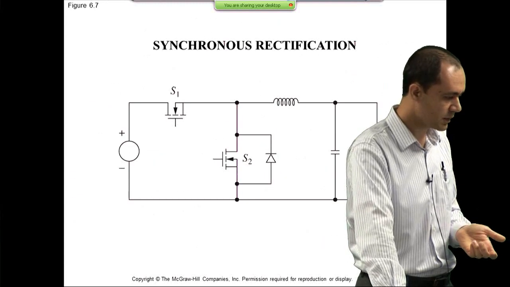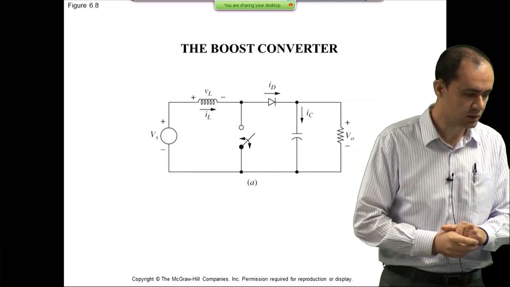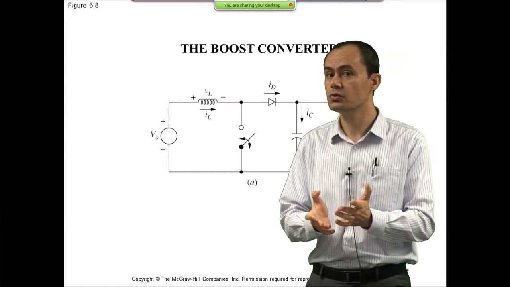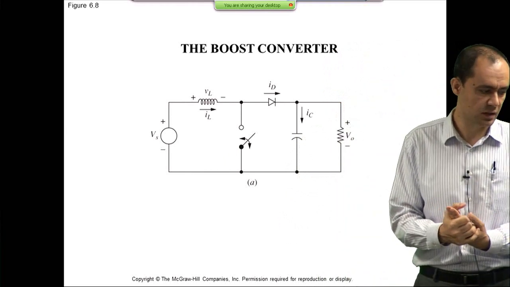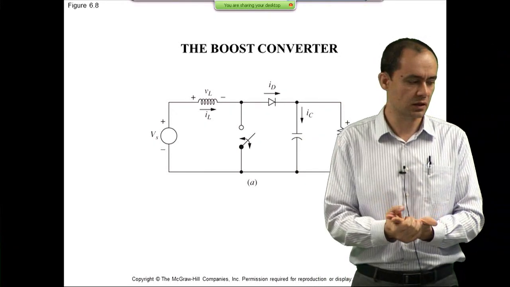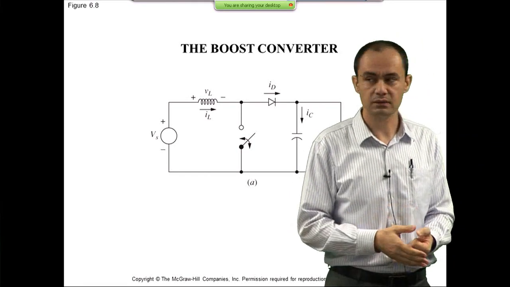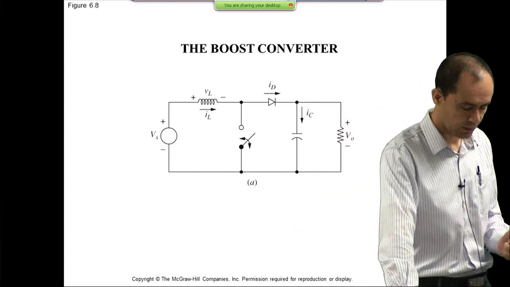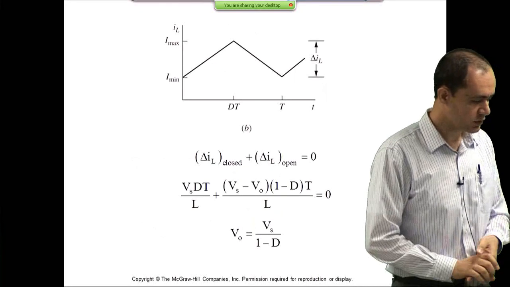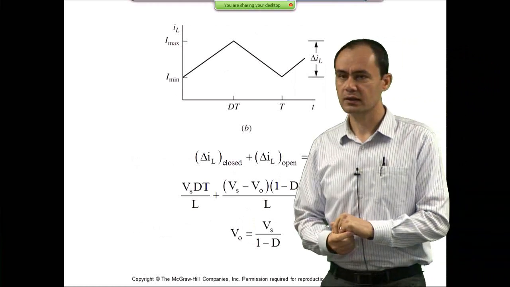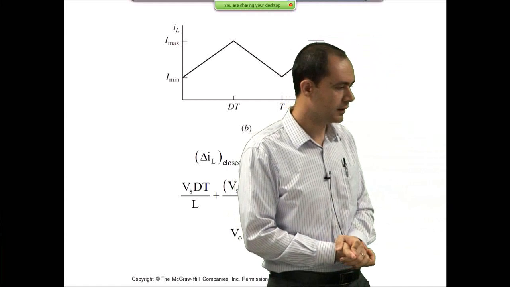Then we looked at another topology and did the same analysis for this one, which is called the boost converter. The components are the same. The difference is on the input side, now we have the inductor. On the output side, we have a diode. And in between, we have the switch. We derived the voltage transfer ratio of this topology, which is Vout over Vin is 1 over 1 minus D, D being the duty cycle again.